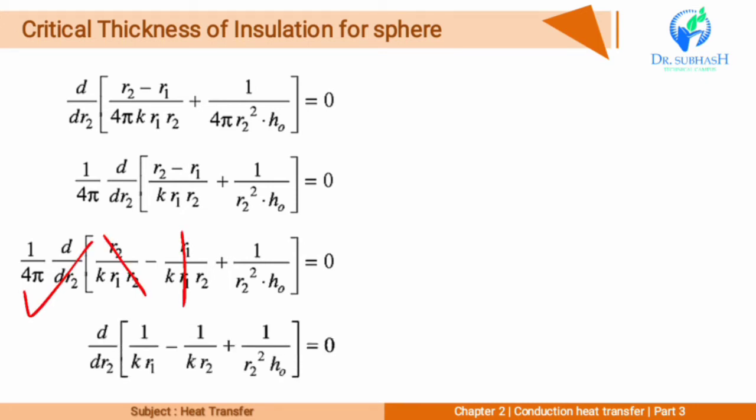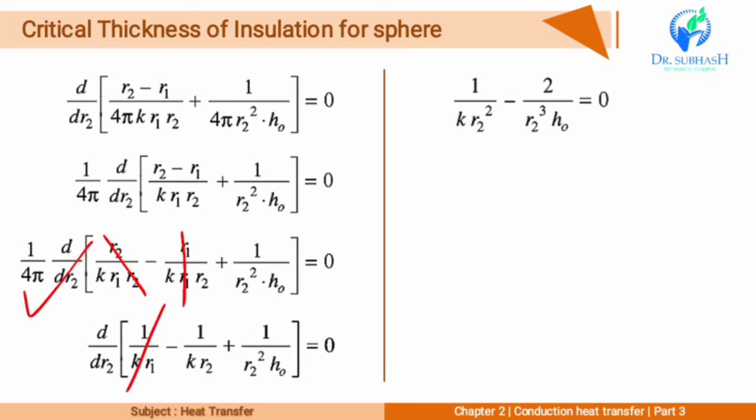So the remaining equation is d/dR2 inside the bracket: 1 upon K R1 minus 1 upon K R2 plus 1 upon R2 square into Ho. Now derivate this equation. So we get the derivative of 1 upon K R1 equal to 0, and the remaining is 1 upon K R2, whose derivative is 1 upon K R2 square, minus 1 upon R2 square into Ho, whose derivative is minus 2 divided by R2 raised to 3 into Ho, that is equal to 0.